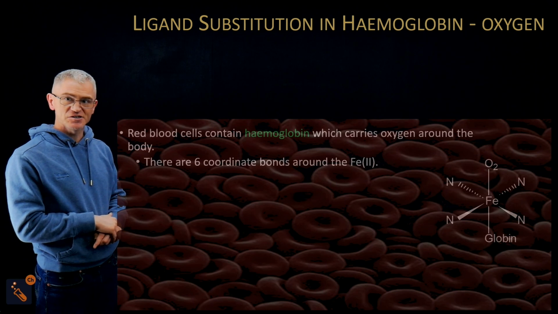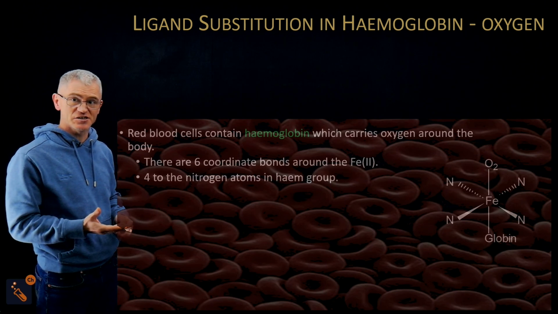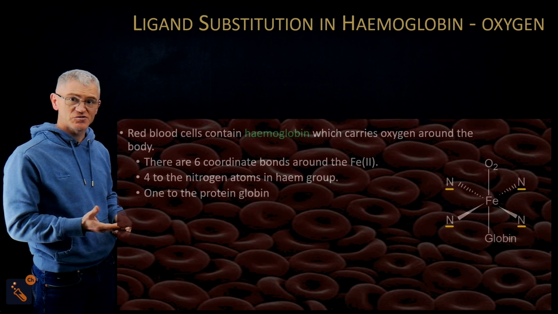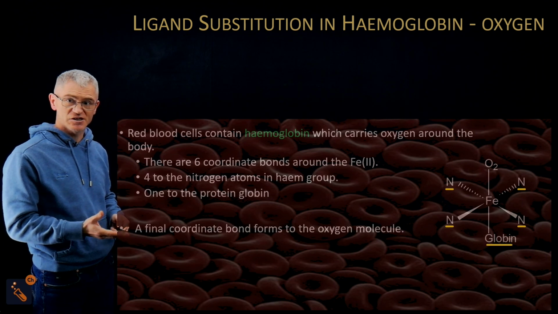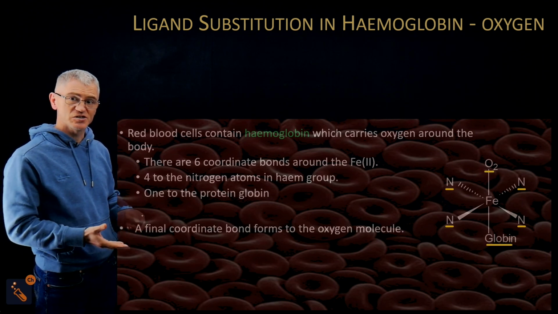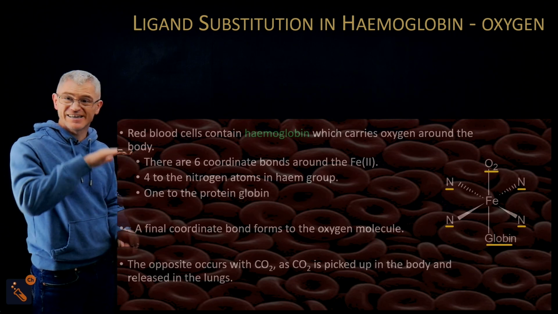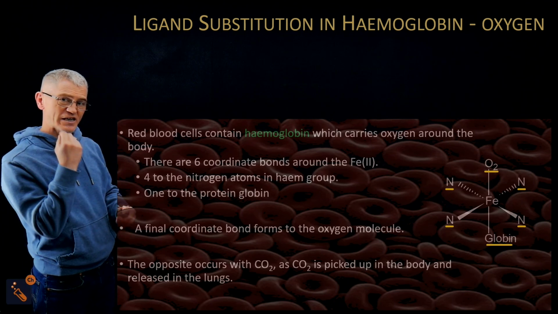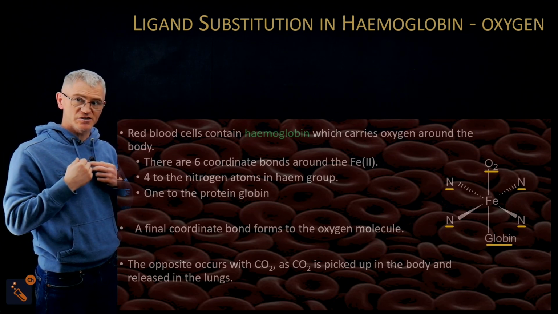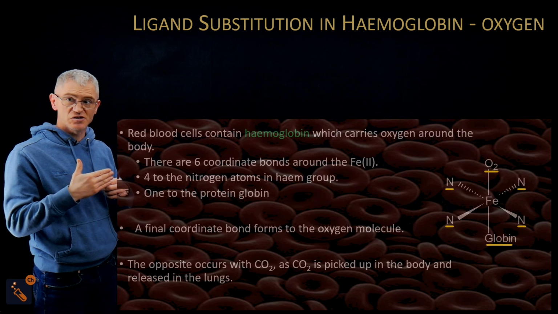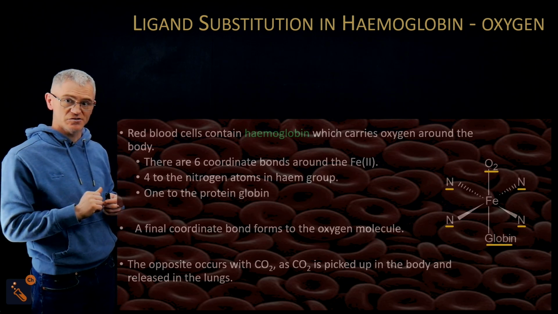And this hemoglobin carries the oxygen and it does gaseous exchange. Okay, and you've got the 4 nitrogens as well, and you've got the protein globin. There's a coordinate bond forms to the oxygen. Okay, and it also forms to carbon dioxide. Okay, and it gets gaseous exchange. So in your body, the carbon dioxide will swap with the oxygen, and so you take in the oxygen, you give out the carbon dioxide.